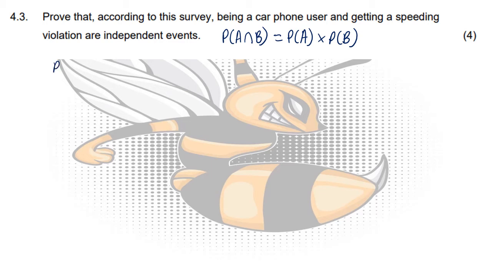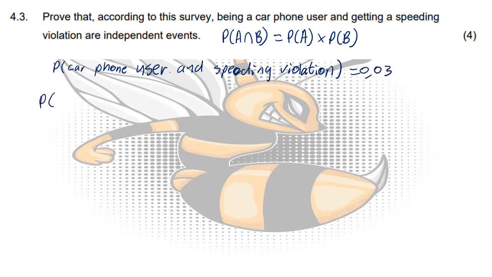Now from the previous question, we already know the possibility of being a car phone user and having a speeding violation would just be 0.03. So now we need to show that the possibility of being a car phone user multiplied by the probability of having a speeding violation is also equal to 0.03.